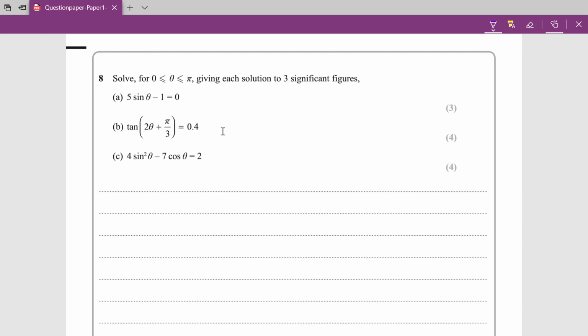Alright, so the first question, question 8, is a trigonometry question. Solve for 0 is less than theta is less than pi. Given that it's in pi, I'm going to guess it's in radians. So theta will be in radians. So I'm just going to switch the calculator over here.